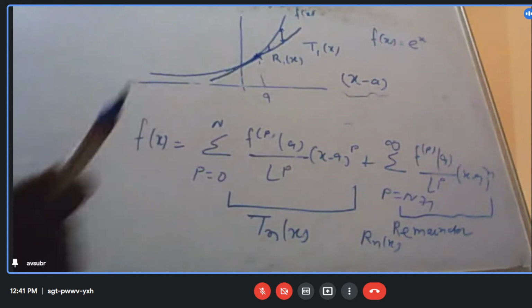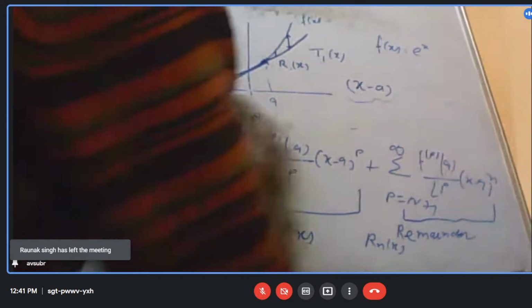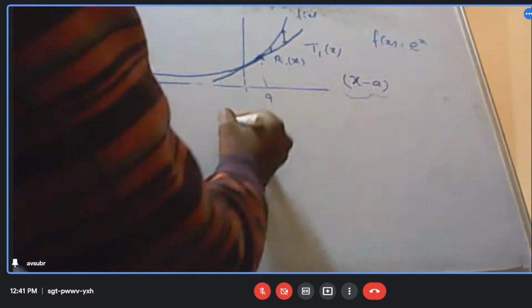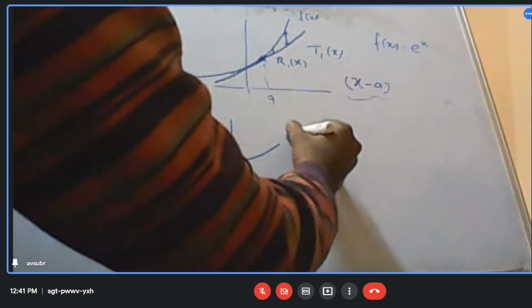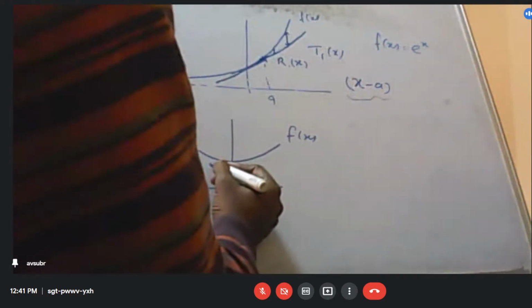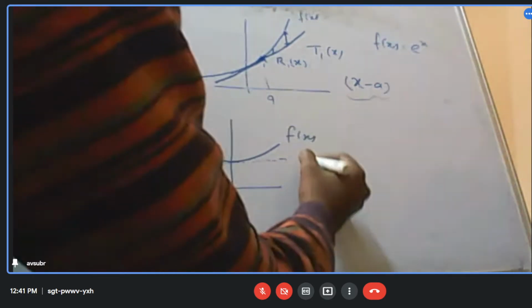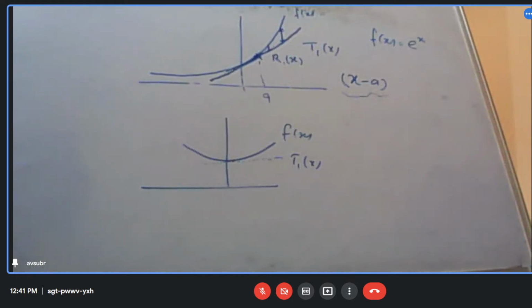Number two, what other factors can decide? So now let me consider another function, not e to the power x, some other function. Let us say I take one function, something like that. Okay, this is the function. I take it up to the first derivative. My Taylor series I terminate after the first derivative, so I take two terms in the Taylor series.